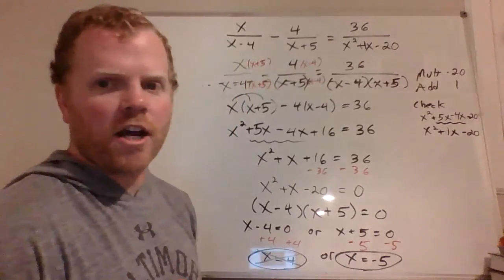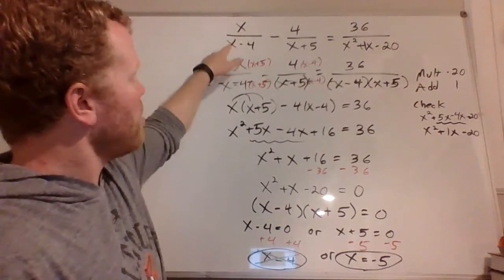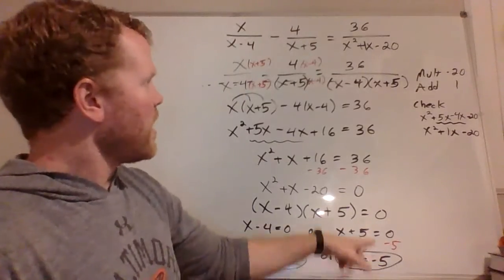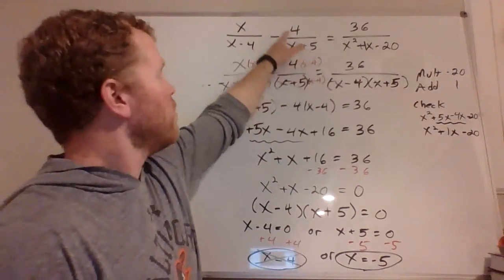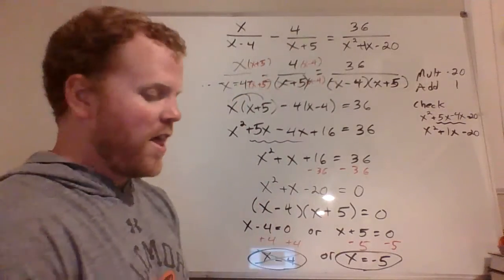Next, let's check negative 5. Negative 5 is okay in the first fraction. Negative 5 divided by negative 5 minus 4, that's just negative 9. We're okay. But negative 5 is not okay in the second fraction. 4 divided by negative 5 plus 5 is 4 divided by 0. That guy's out too.